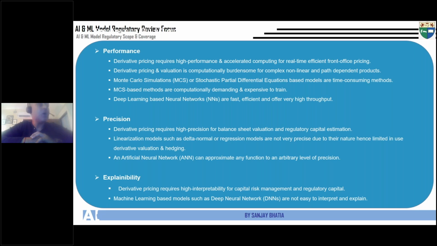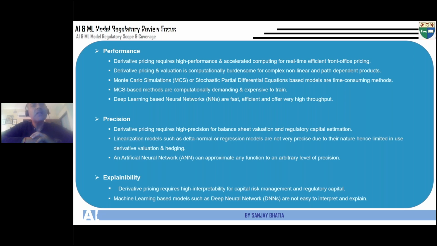Precision: derivative pricing, as we concluded, requires high precision, especially for the balance sheet or the financial reporting, where we do the valuation of those derivatives, as well as the regulatory reporting, where we do the capital estimation based on the RWA, risk weighted assets, and calculate the counterparty credit risk of those derivatives, right? Some of the linear models, like delta normal or regression models, are not very precise, hence they have very limited use in derivative valuation and pricing, right?